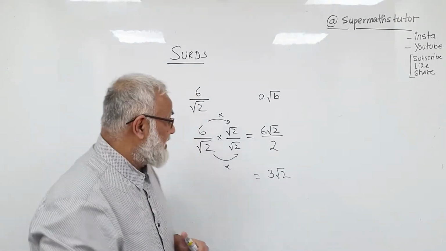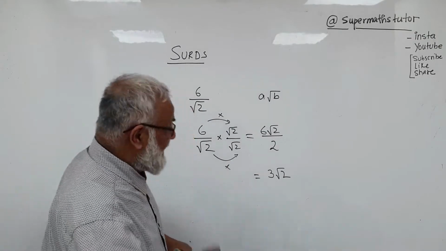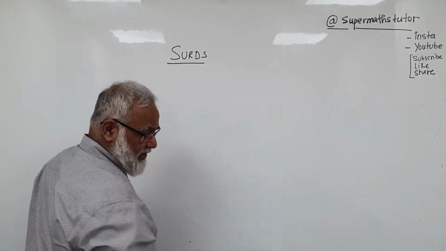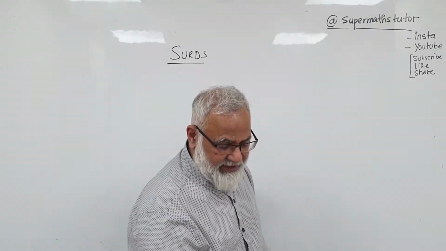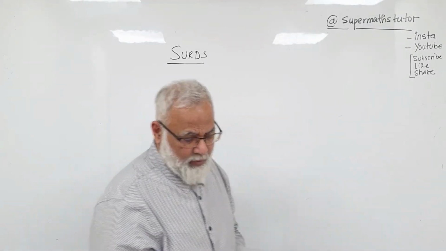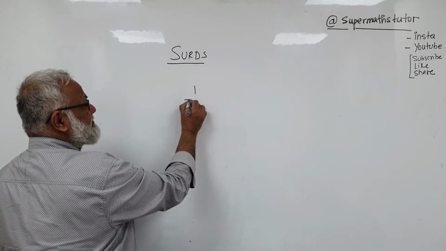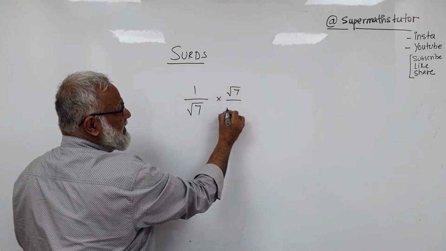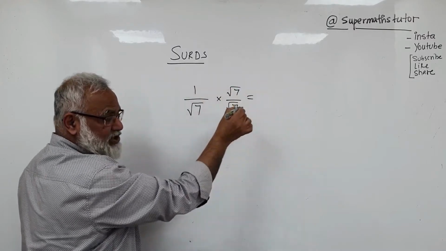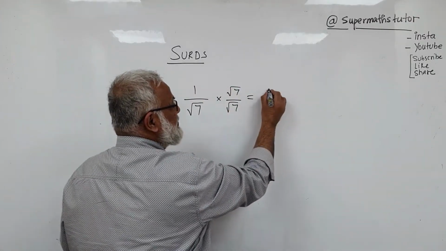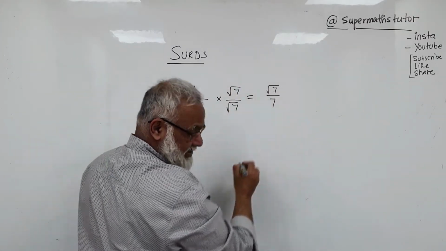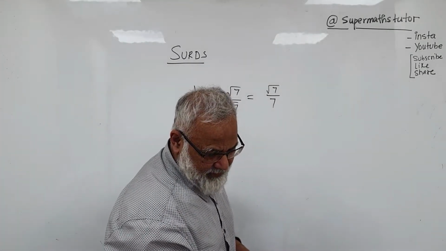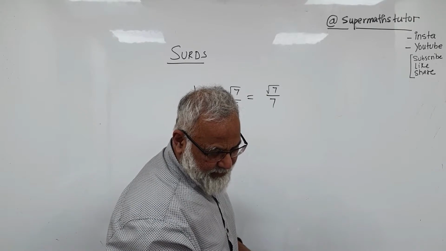Alright. So I'm going to explain a few more questions so you can understand. I'm going to talk about another past paper question. 1 over root 7. You multiply by root 7 divided by root 7, times the top and times the bottom. So root 7 over 7. That is a 2 mark question, okay? Now I'm going to the next paper.